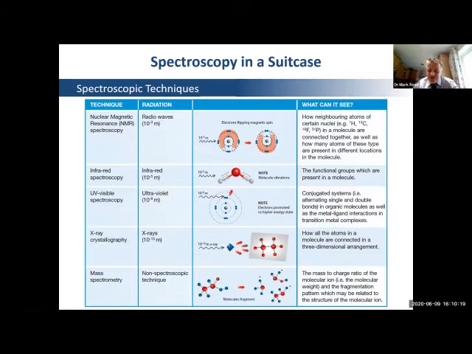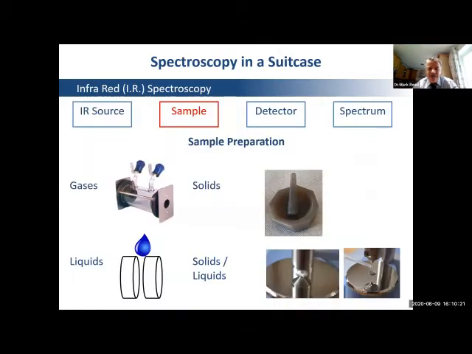So this is an overview of techniques. We're now going to focus on infrared. So what do we need to produce an infrared spectrum? Well, we need an infrared spectrometer. We need a source of infrared, and I'll come to that with an instrument shortly. And we obviously need some way of holding our sample.